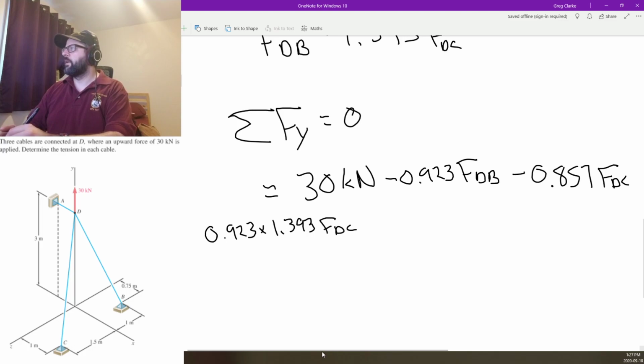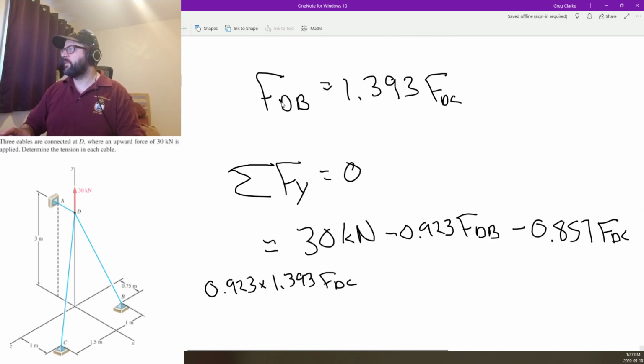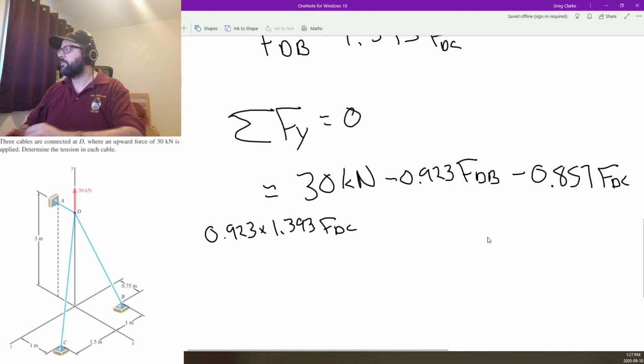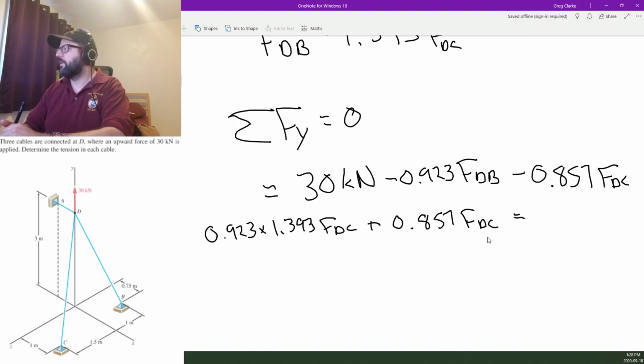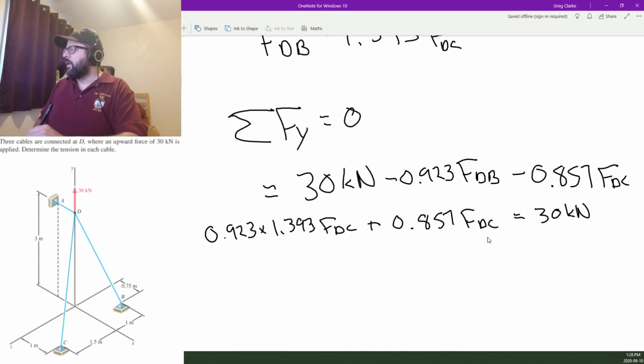So that term there, except plugging in this value for the FDB. And then plus another 0.857 FDC, because we had added both to the other side of the equation, is equal to 30 kilonewtons. So again, we can just solve for our FDC there fairly simply.